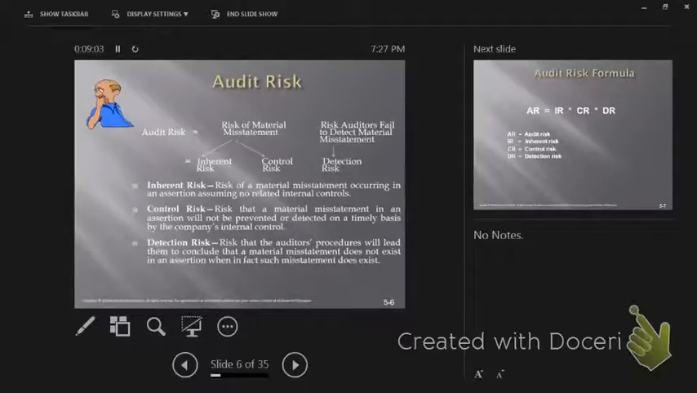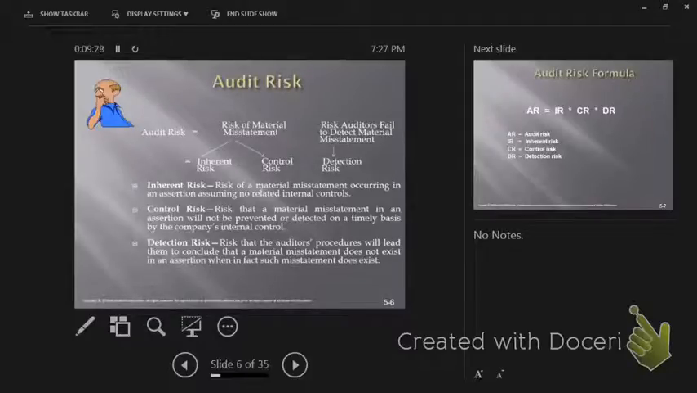Control risk is the risk that a material misstatement is not going to be prevented or detected on a timely basis. So this is basically you don't have a control in place to detect it in time. So it's a little different than inherent.